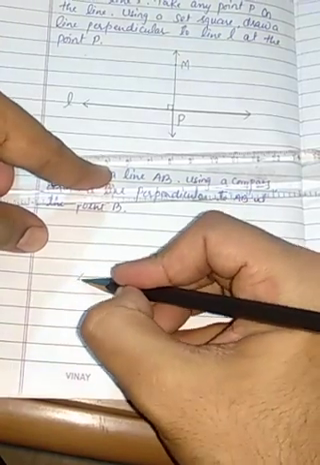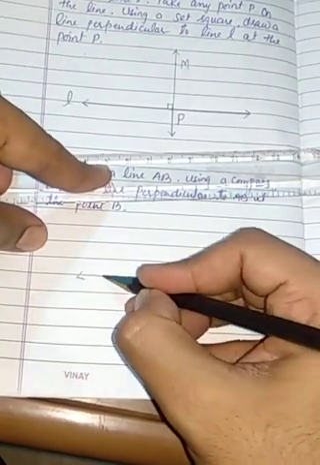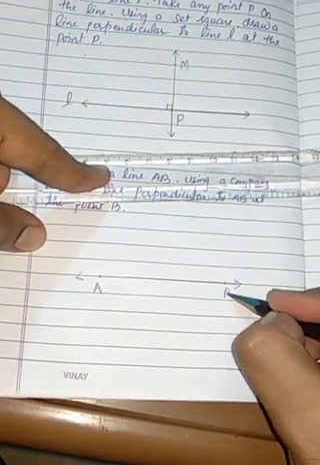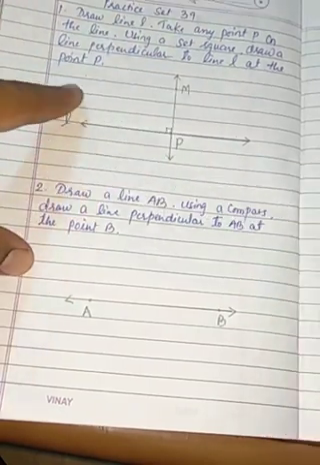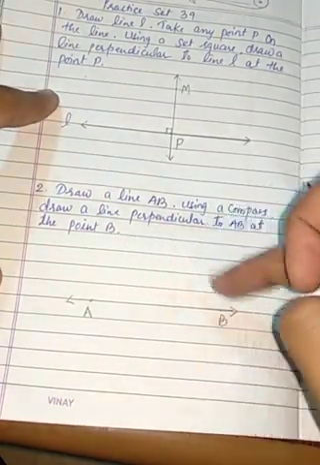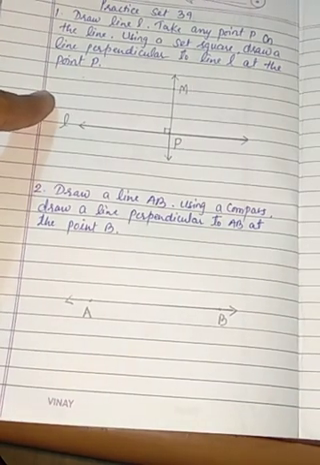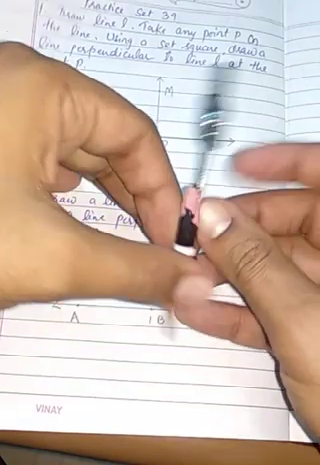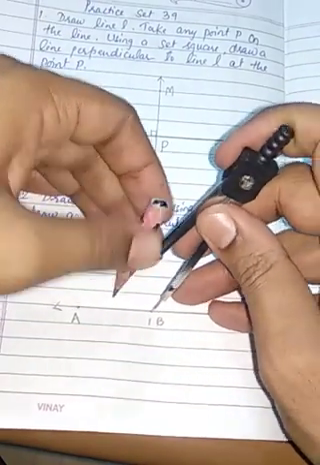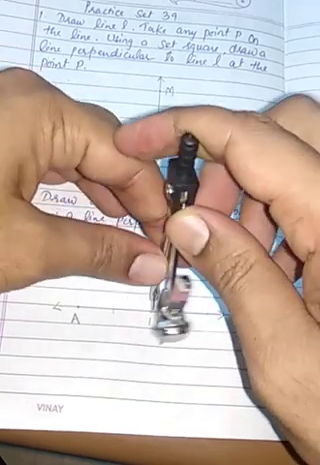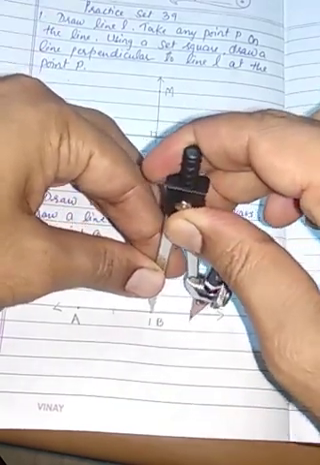I will draw line AB. They are saying AB, so you have to take 2 points on the line. So it becomes AB, right? Now using a compass, draw a line perpendicular to AB at the point B. They are saying at point B. So from point B, what you have to do is take the compass and make arcs on both sides as I have told.